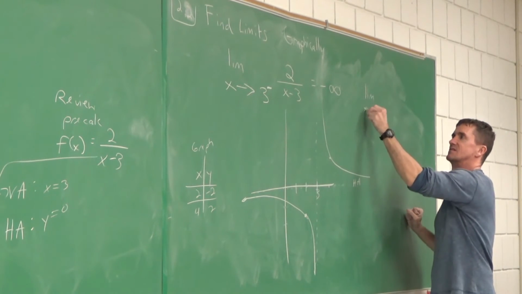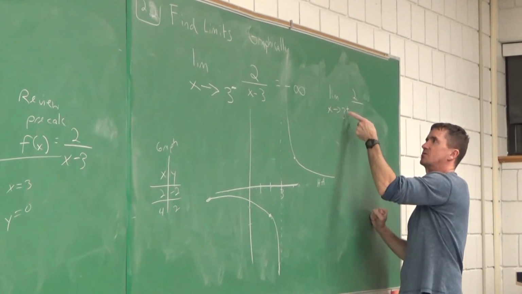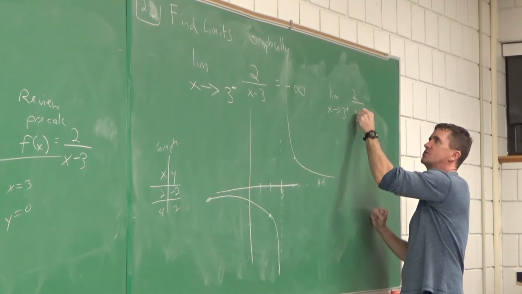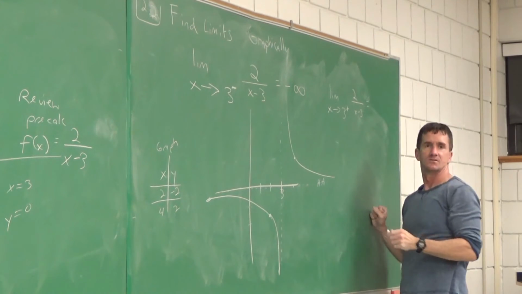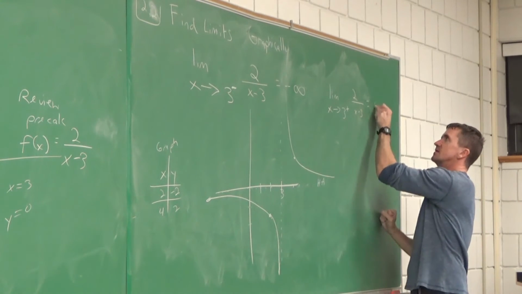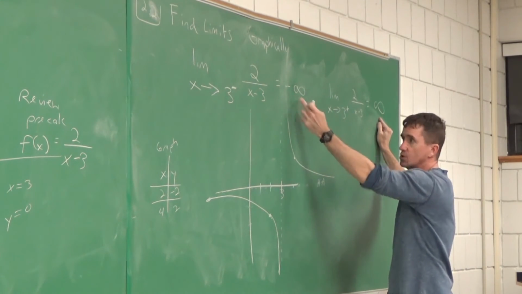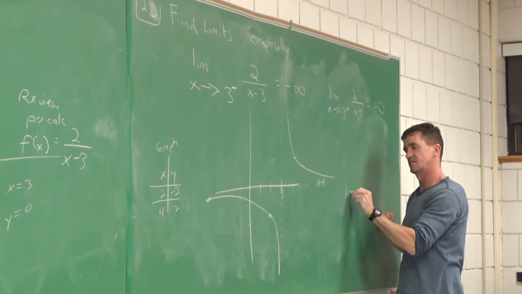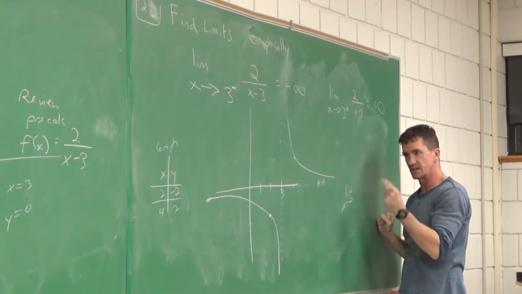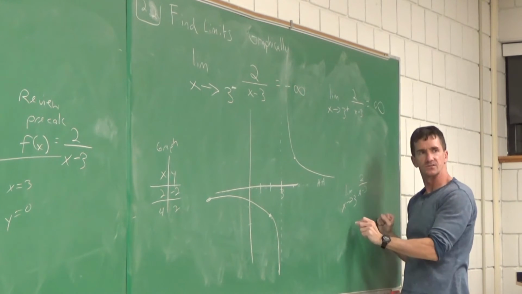What's this answer? Just look at the graph, right? What's the limit as x approaches 3 from the right of 2 over x minus 3? Where are you going? Positive. Now, are these the same? No. So what has to be this answer? I think you can see it in the graph. What's the limit as x approaches 3 of 2 over x minus 3? I heard it, the answer is 1.